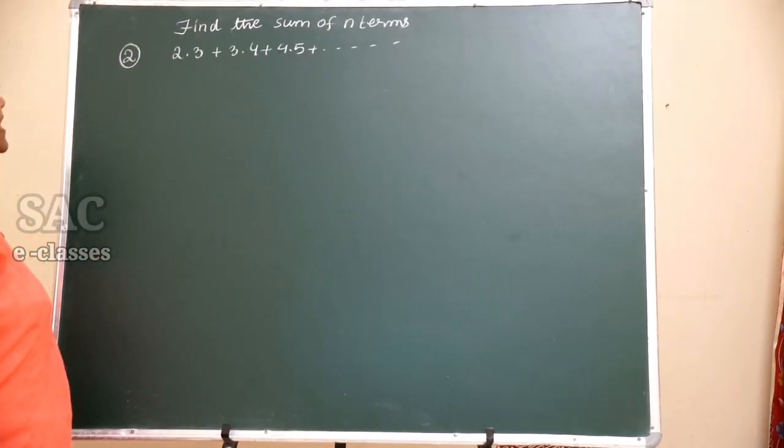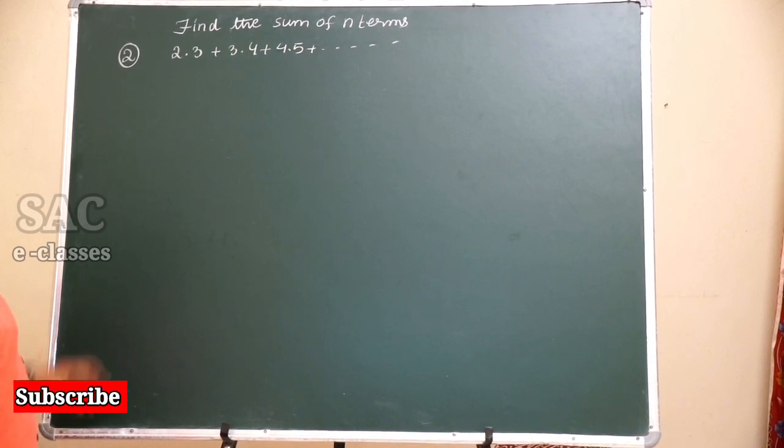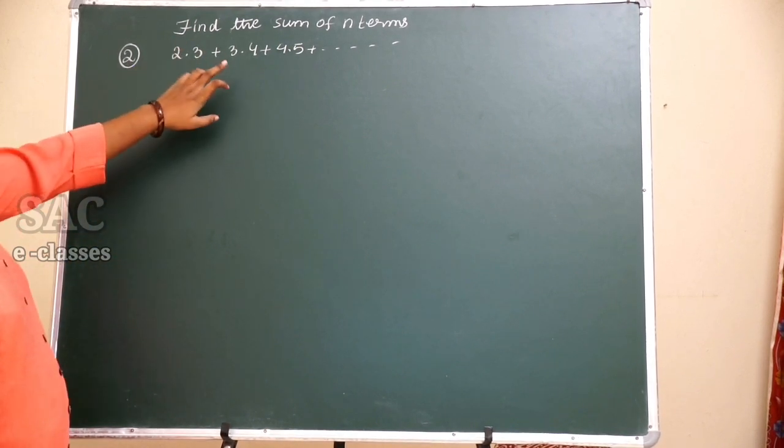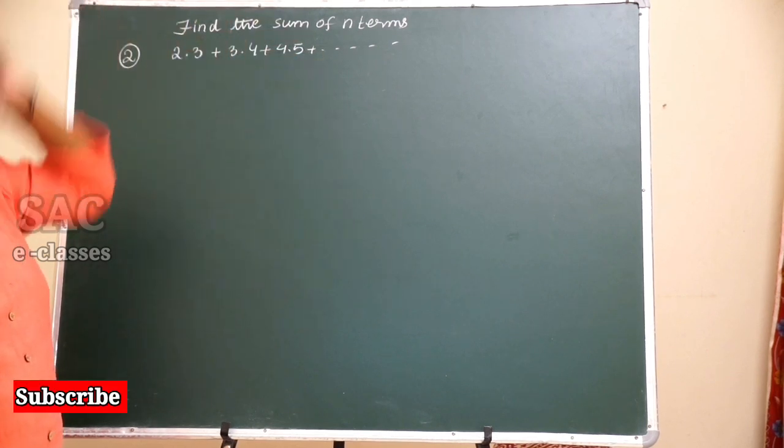Now we are in the second problem. Find the sum of n terms of 2 into 3 plus 3 into 4 plus 4 into 5 and so on, they have given.